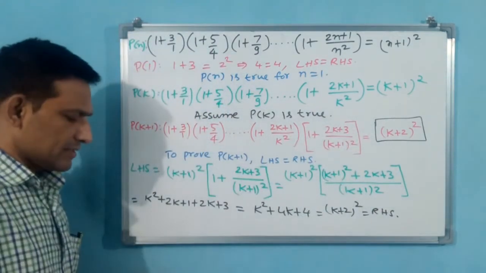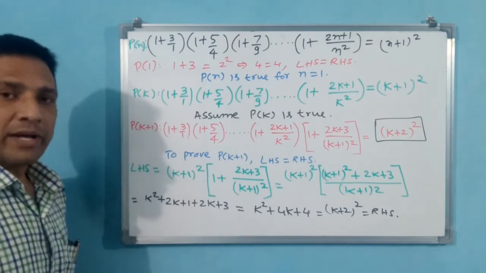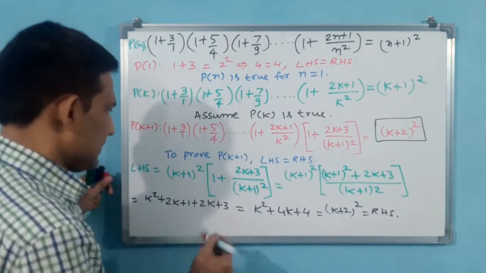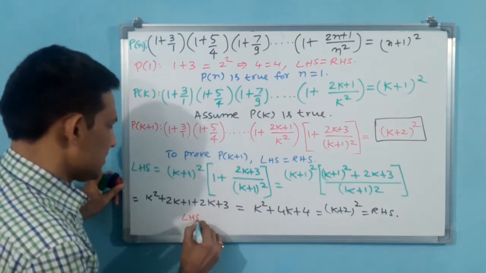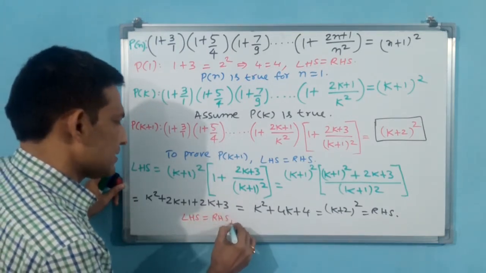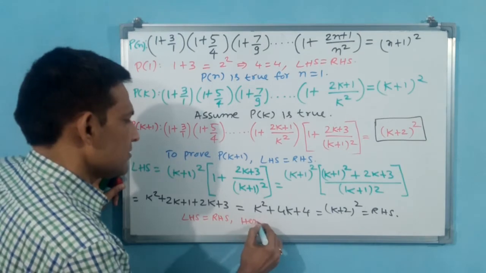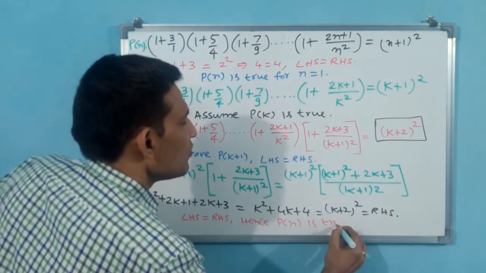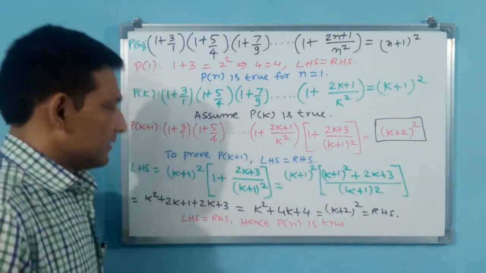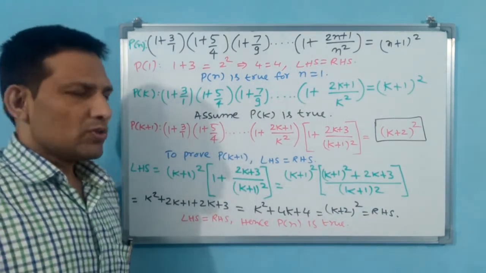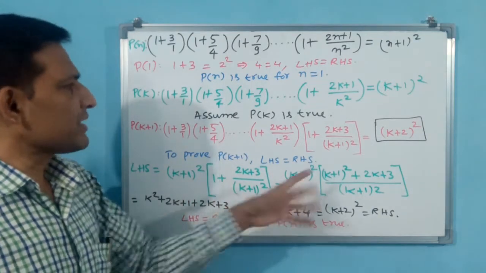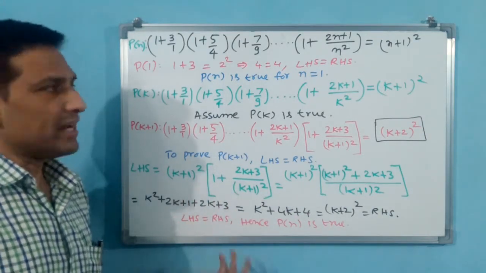Okay, now RHS has come. Finally, what you have to write? You have to write LHS is equal to RHS, hence P of n is true. That's all. Write down. Like this you have to write and close this question. You understand? Here nothing complexity is there to explain again.